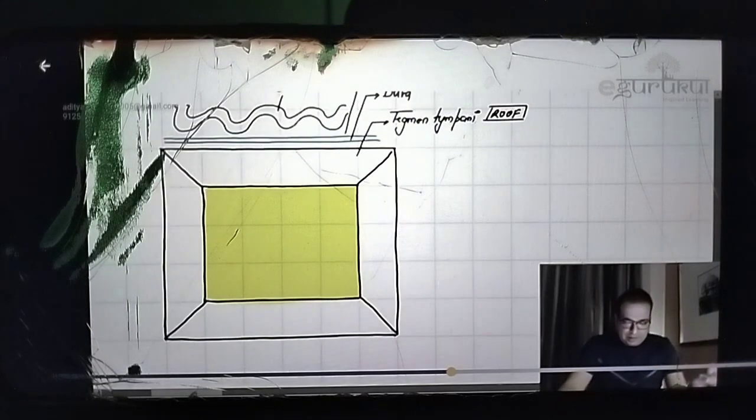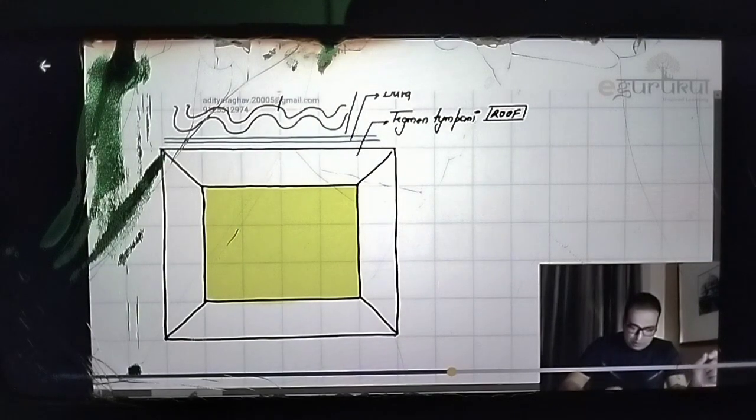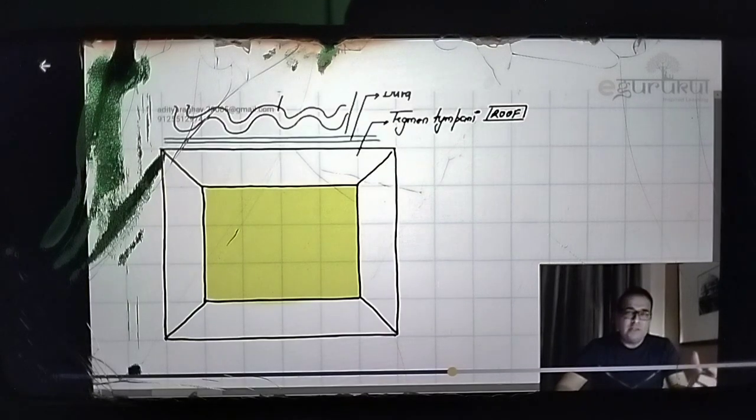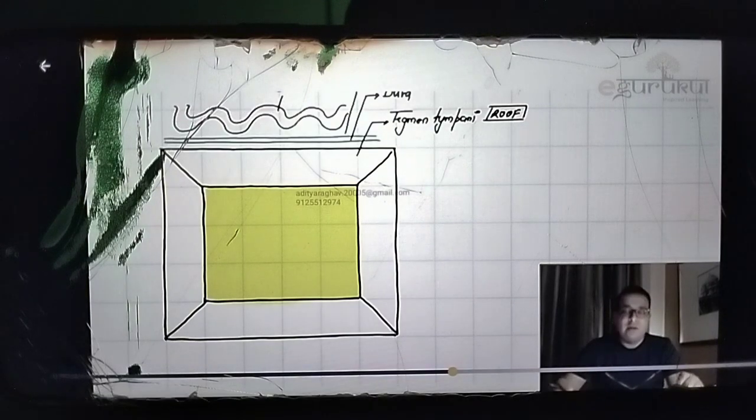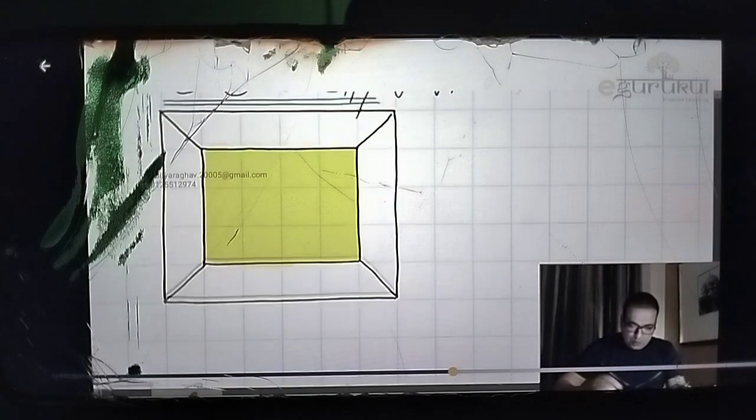Now let's talk about the floor. The floor, the one which is below here, is the floor of the middle ear. It is called the jugular wall. Why do we call it the jugular wall? Because the superior bulb of the internal jugular vein is present just below that.